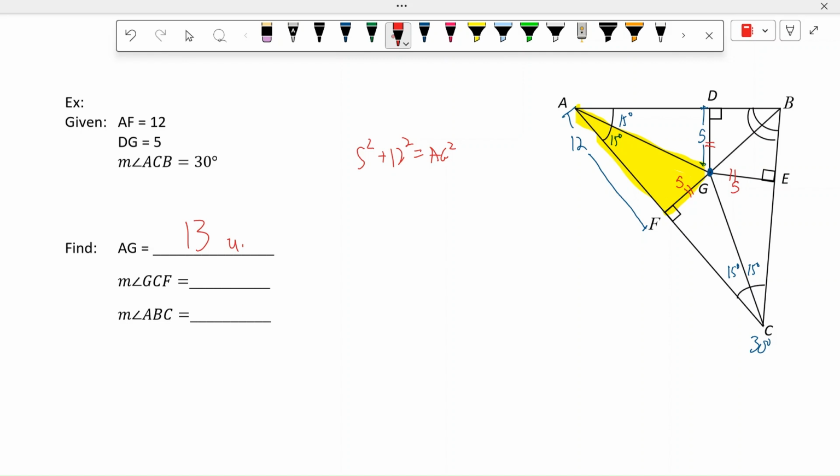Next question, angle GCF. Ooh, I've already got that one at 15 degrees. Measure of angle ABC. So 30 degrees, 30 degrees. Together that's 60 degrees, which means there's 120 degrees left for that angle. Drawing is definitely not to scale.